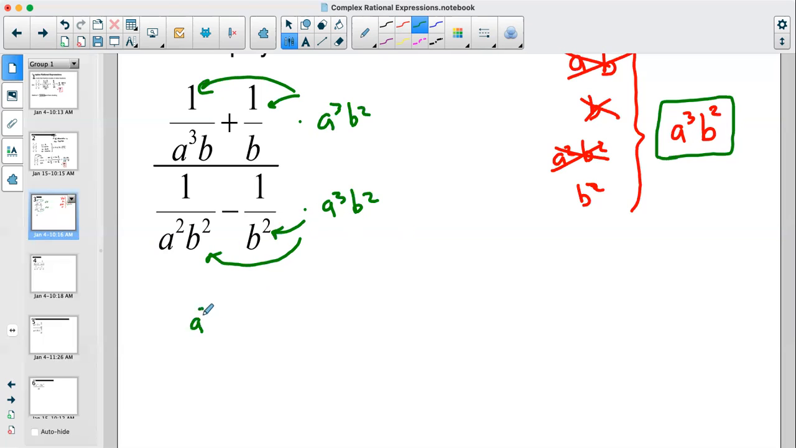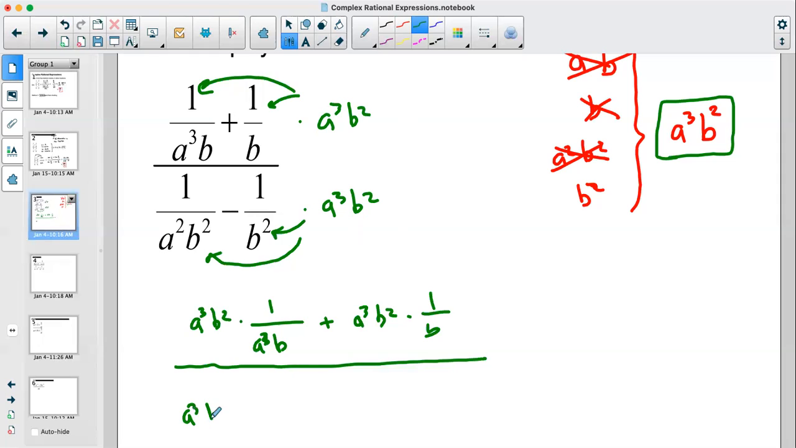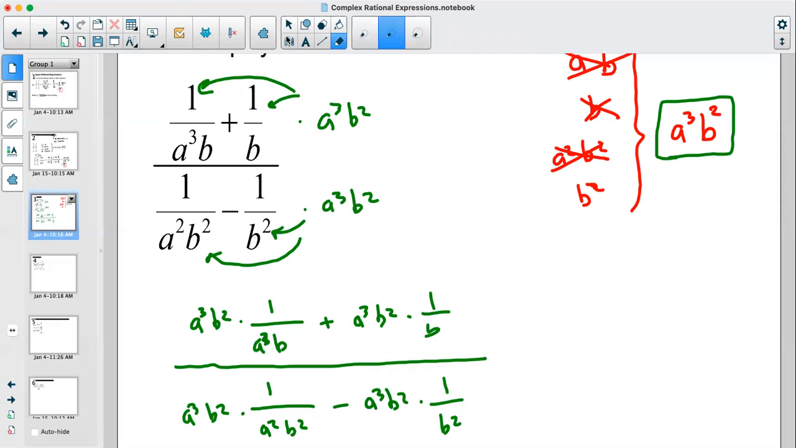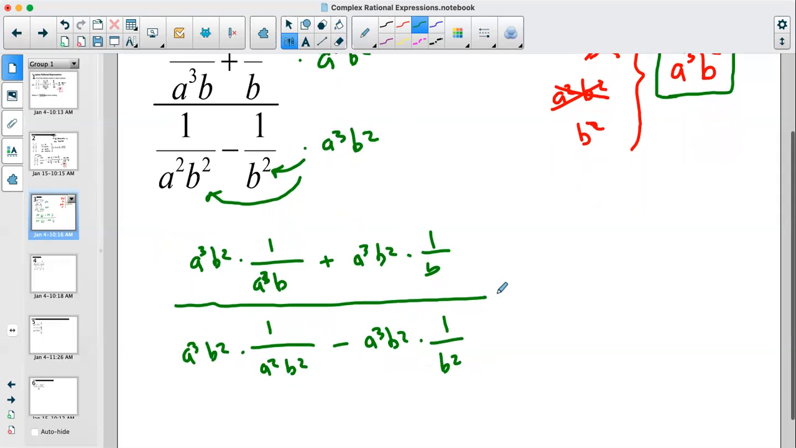So I got a cubed b squared times 1 over a cubed b. That's this times this. Then we got a cubed b squared times 1 over b all over a cubed b squared times 1 over a squared b squared minus a cubed b squared times 1 over b squared. So I just multiplied this thing, this LCD, times every term in the top and times every term in the bottom. And this kind of looks like a mess, but I promise it's going to get a lot easier. It's going to get a lot simpler, this expression.